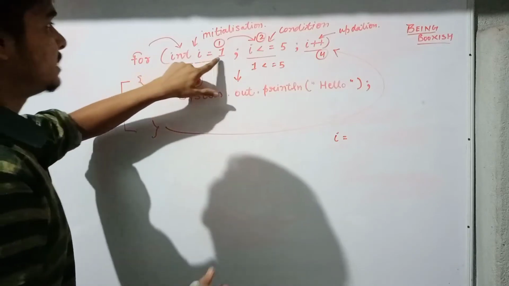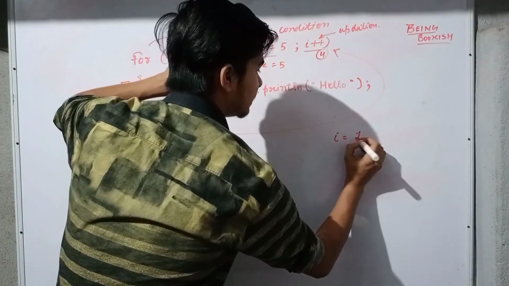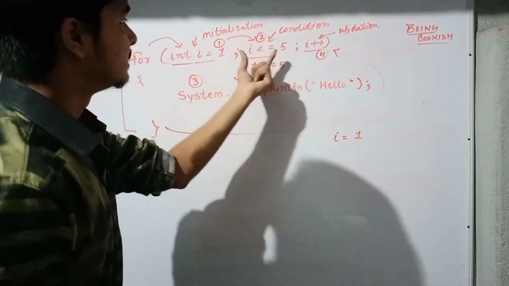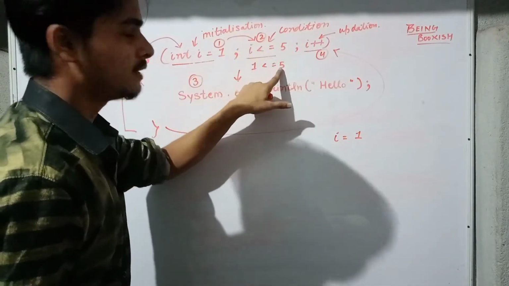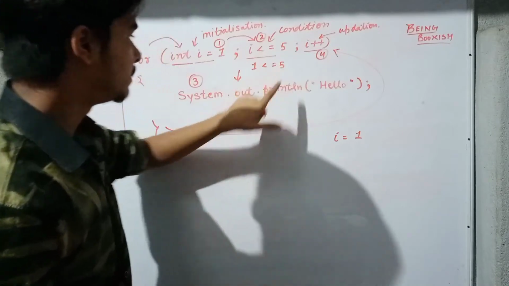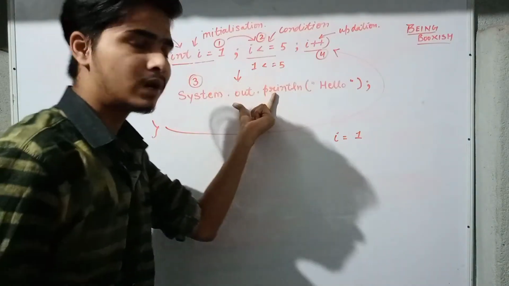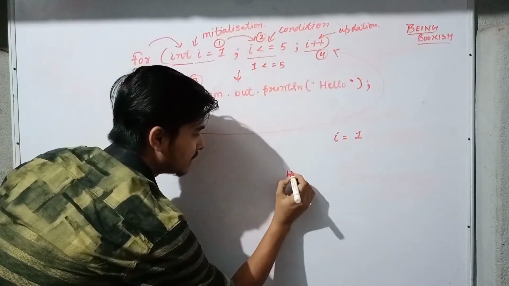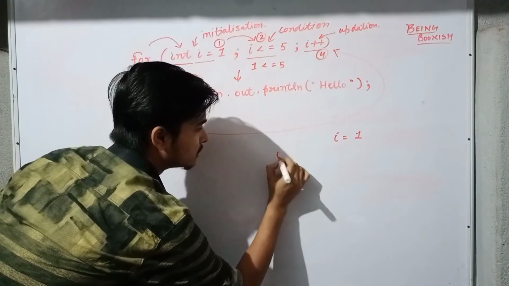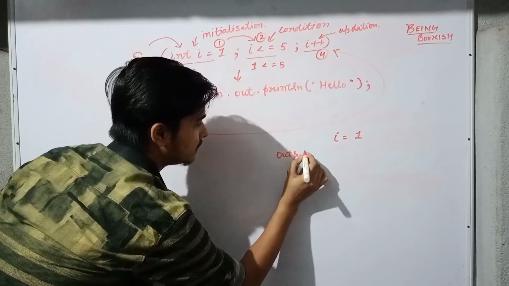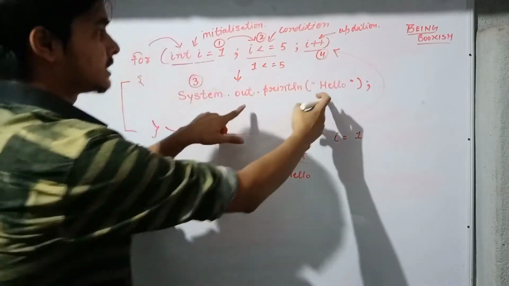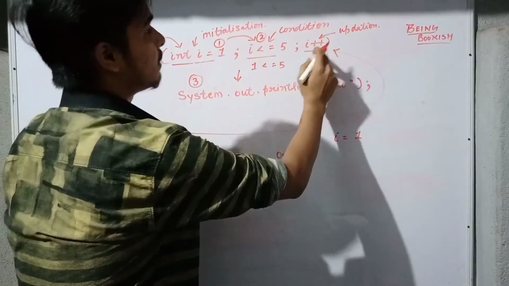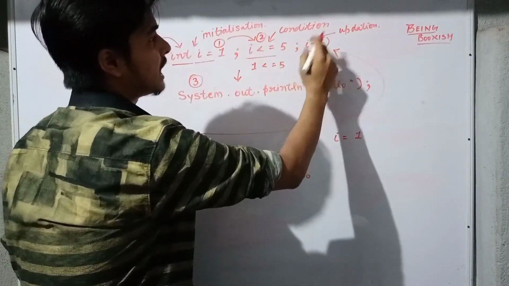For the first time, what is i's value? 1. So let us write 1 here. Now where will it go? It will go to the condition part. Now it will check whether 1 is less than or equal to 5. True or not? Yes, it is true. It will come inside the body part, and in the body part we have only one instruction, which is to print hello. So we have printed hello. This will be shown on the screen. Let me write here the output which we will get. Next, after printing hello, the cursor will come here and go to the updation part. Now what is the updation? i++.